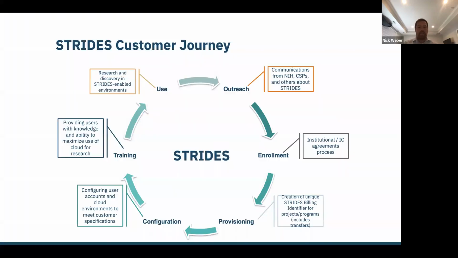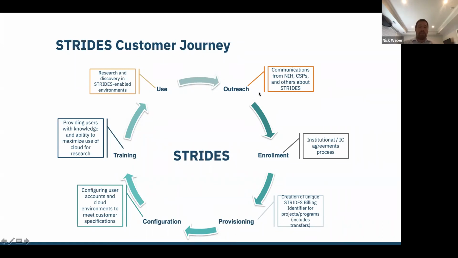So first off, we like to think of this process of moving to the cloud as a journey. And our customers, from a STRIDES perspective, could be researchers, it could be the research and IT department, CIOs or the cloud team that may exist at a research institution. But whoever the customer ends up being, and it varies by institution, they go through this same set of onboarding activities, we call them.